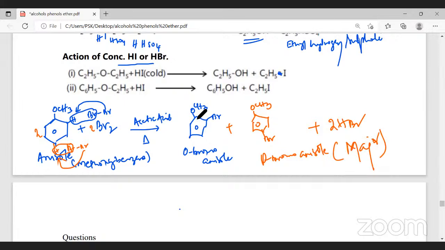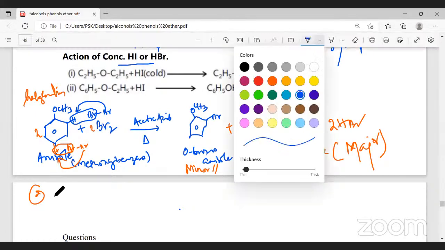Why? Because bromine is a bigger atom and OCH3 is also a bigger atom. Due to the steric hindrance, this molecule will not be very stable and the compound formed will be very, very less. Therefore, it is called a minor product. Now, similarly, this is halogenation, bromination in specific, because we used bromine. Now, the next reaction we're going to learn is called nitration.